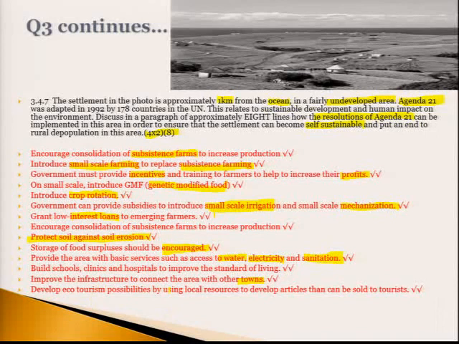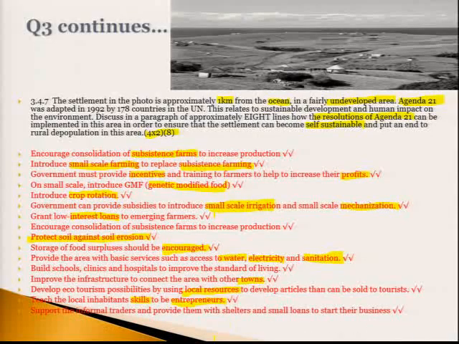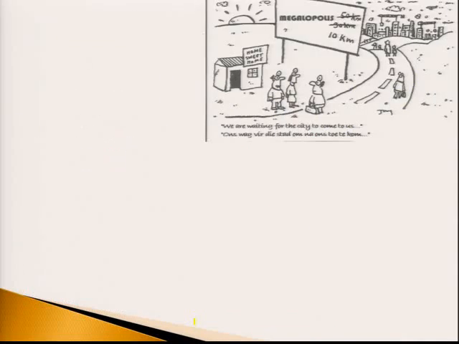Develop ecotourism possibilities by using local resources to develop articles that can be sold to tourists. And then teach the local inhabitants skills to be self-entrepreneurs. And then support the informal traders and provide them with shelters and small loans to start their own businesses. 8-mark question, colleagues. Take any 4 of them and accept any relevant answer that you might get from our learners.